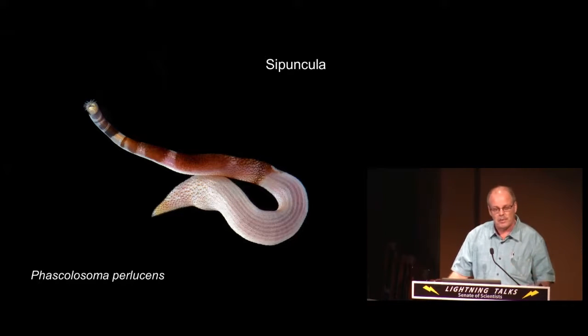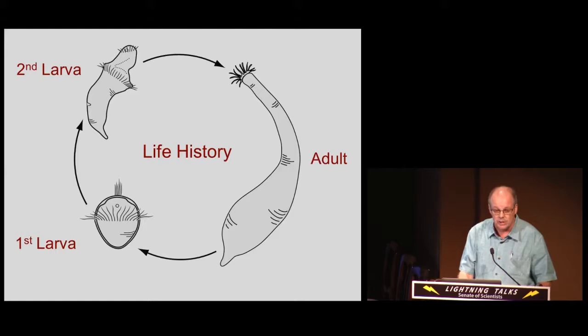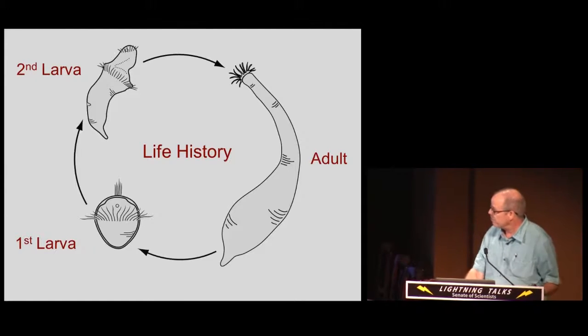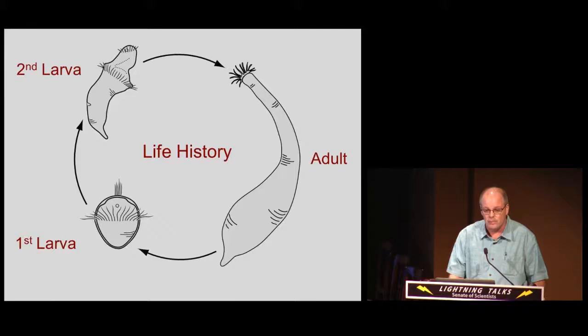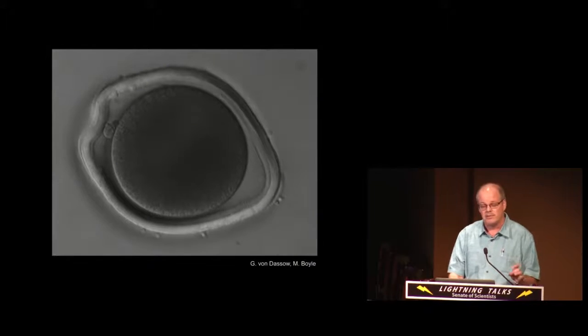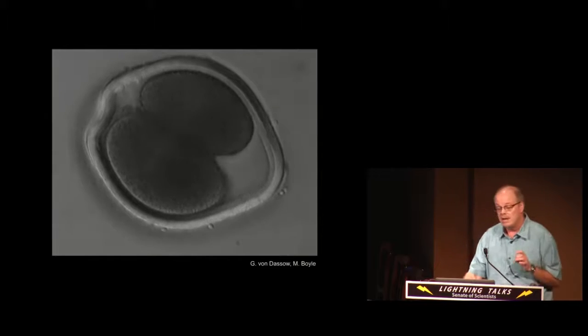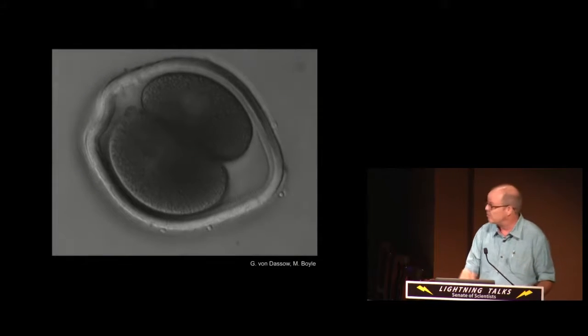This is the adult reproductive stage of Fasciculosoma perluscens. Like many invertebrates, it has a very complex life history that includes different larval stages. The first larva is called a trochophore larva, and the second larva is called a pelagosphaera, which is unique among all animals. The life history of Fasciculosoma begins here with the very first cell division of a fertilized egg, dividing a single cell into two cells, eventually the embryo, and then a series of larval stages.